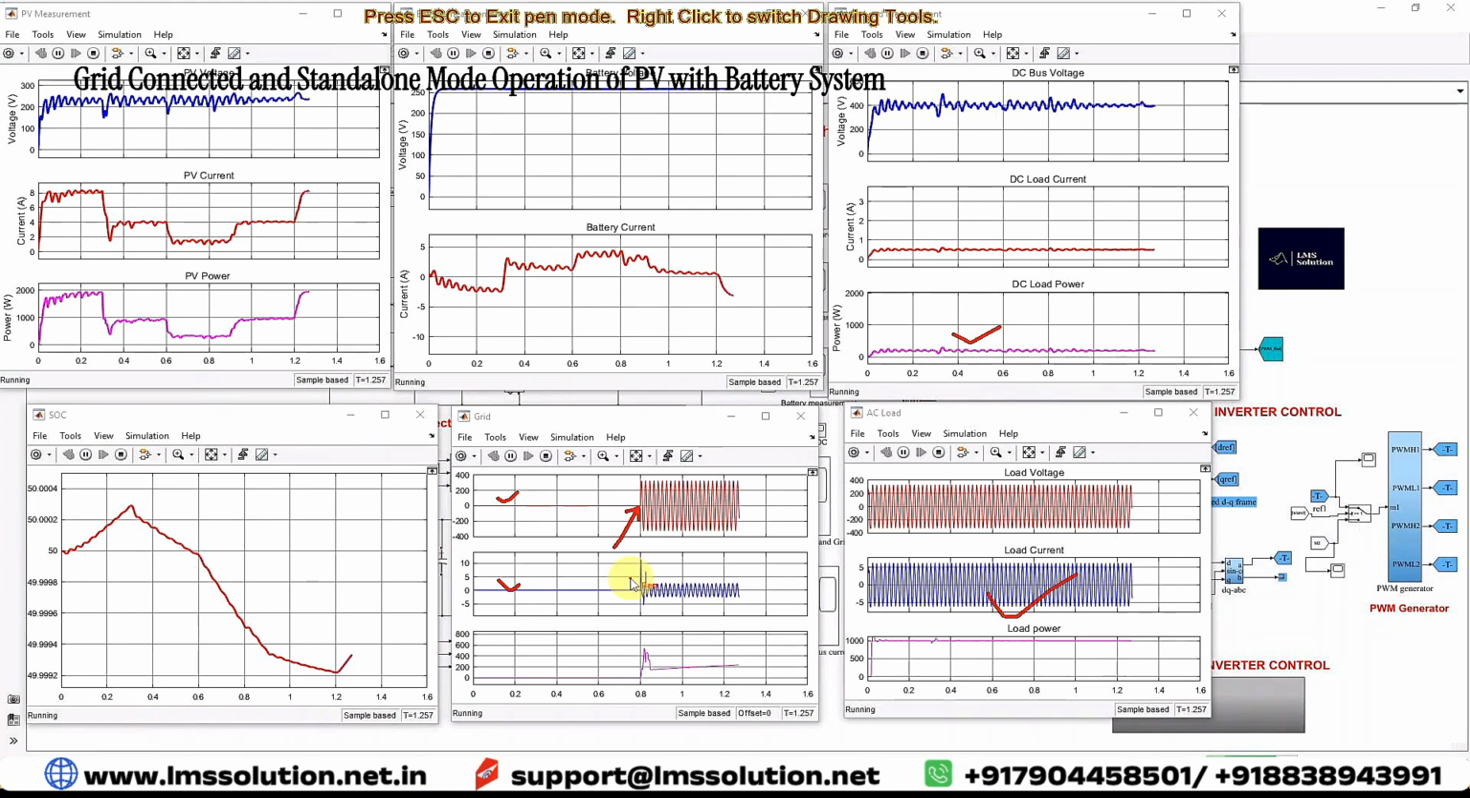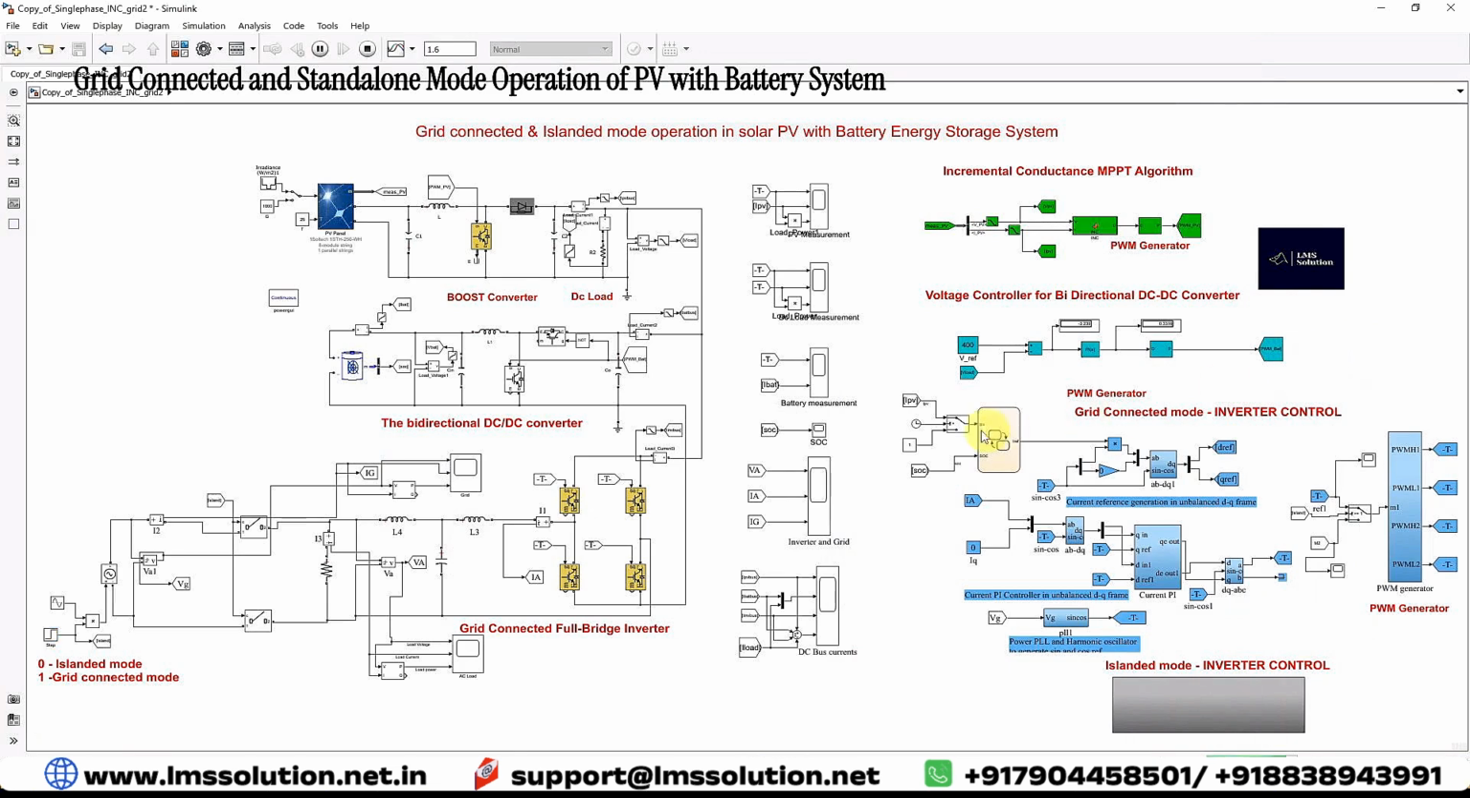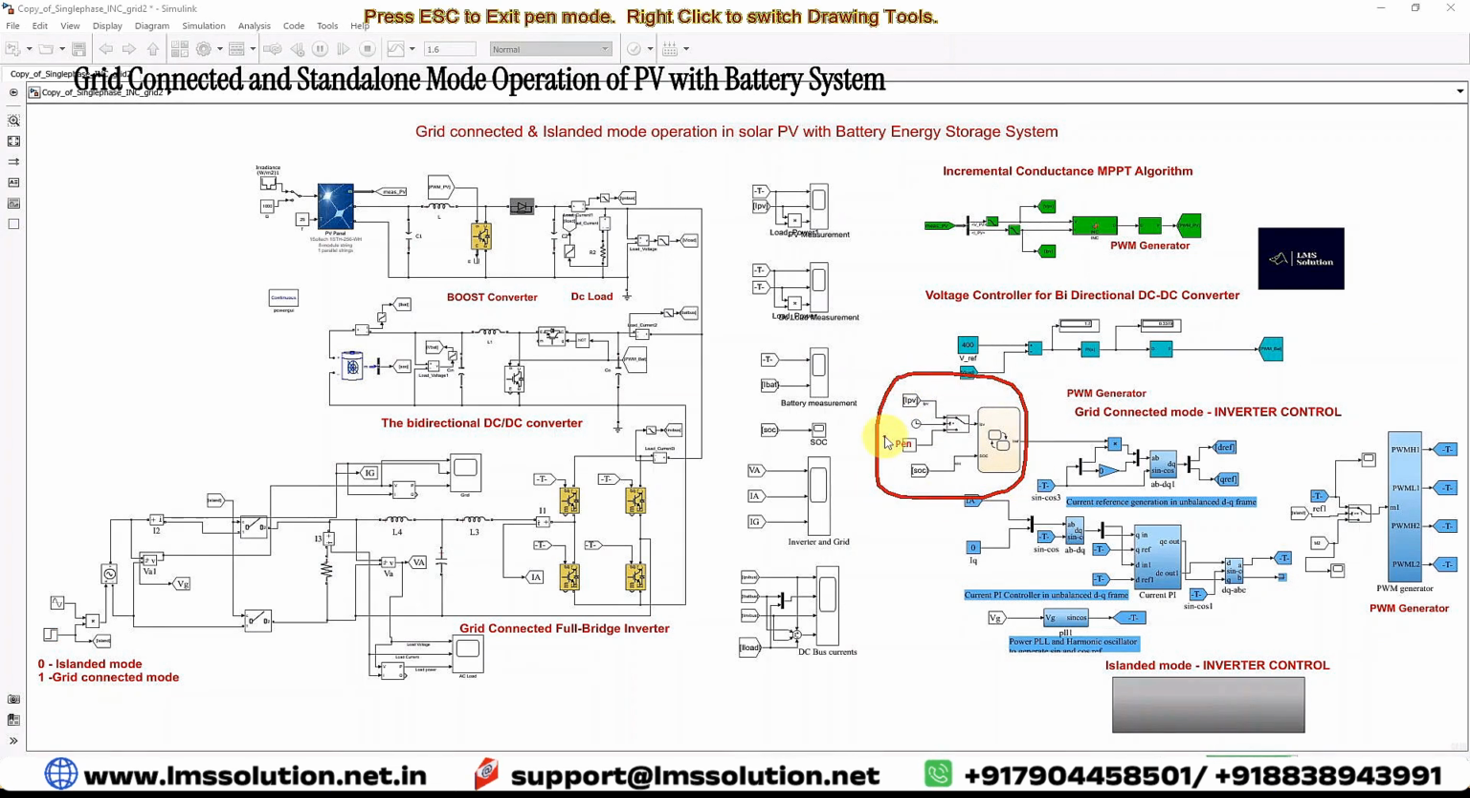The load is powered by the PV, battery and also the grid. During grid connected mode, based upon SOC, we create a condition. Based upon PV current and SOC, the power will be sent to the grid, and we see the power from the grid. This logic I already explained in my earlier video on grid connected solar PV with battery system, so you can check that video. This is the working of grid connected and island mode operation of solar PV with battery system.